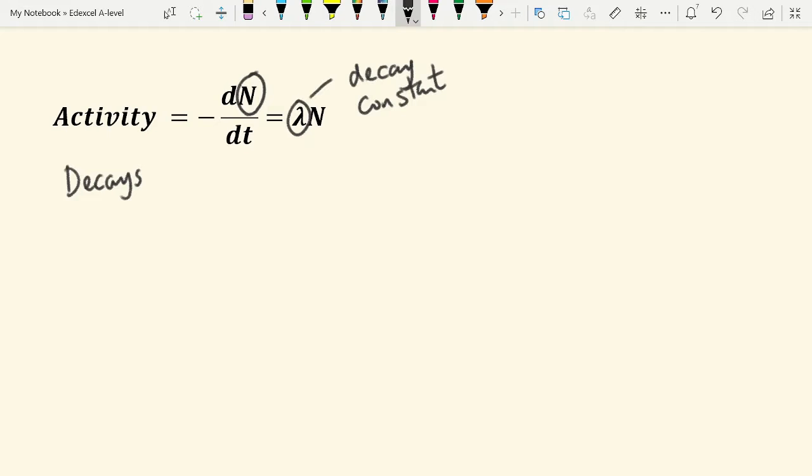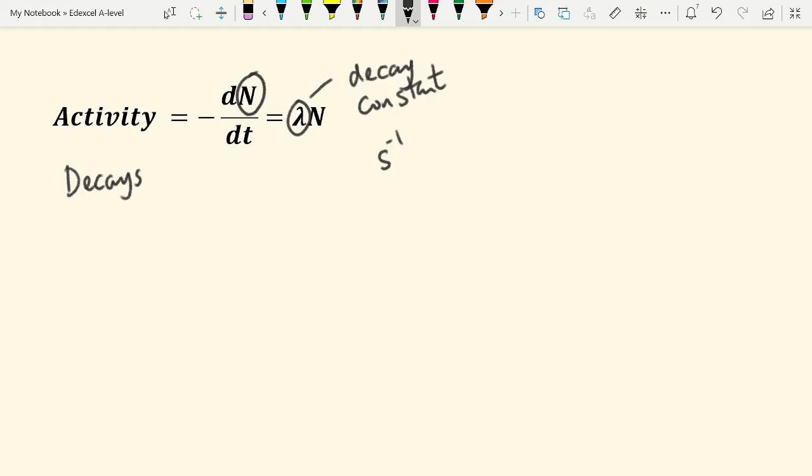This is the probability that an individual nucleus will decay per second, and usually has units of per second, or it could be per day, per week, per year. It's given in a lot of different units depending on how quickly the radioisotope decays. And remember, this decay constant is a property of a particular radioisotope. So every single radioisotope has its own decay constant.